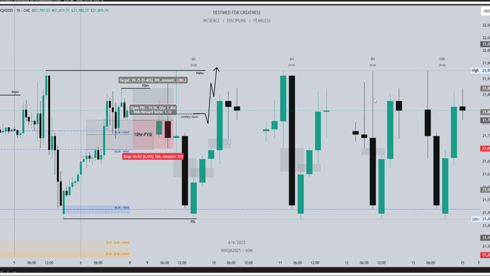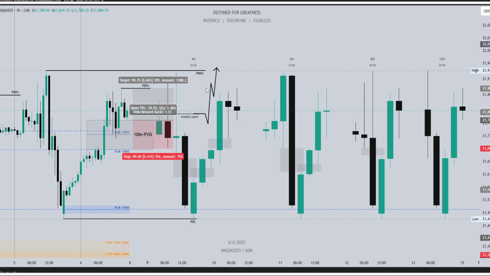And so let's go into the 1 hour time frame just to show you a little bit more in depth of what prices look like. So here you can notice that there is that 10-hour fair value gap. There's a gap between the first candle's high and the third candle's low. That creates that fair value gap.